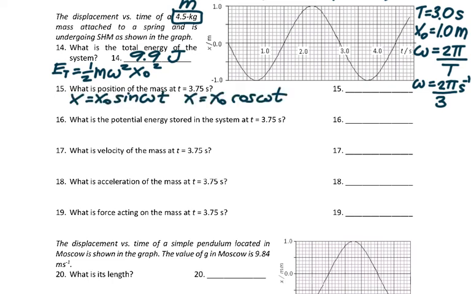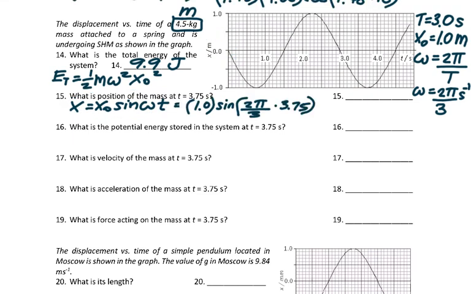Position versus time again. I'm going to be using the sine expression because at time 0, I can see that the position is 0. So if we let time be 0, the only way I'm going to get a position of 0 is if I use the sine expression, because the sine of 0 is 0. And of course, the cosine of 0 is 1.